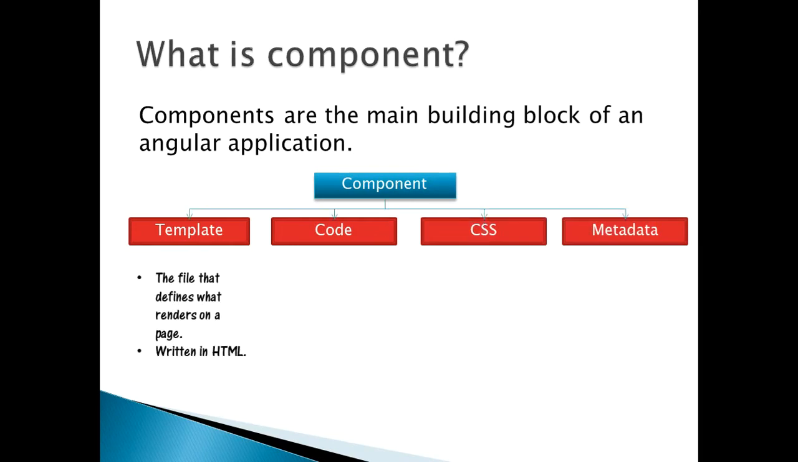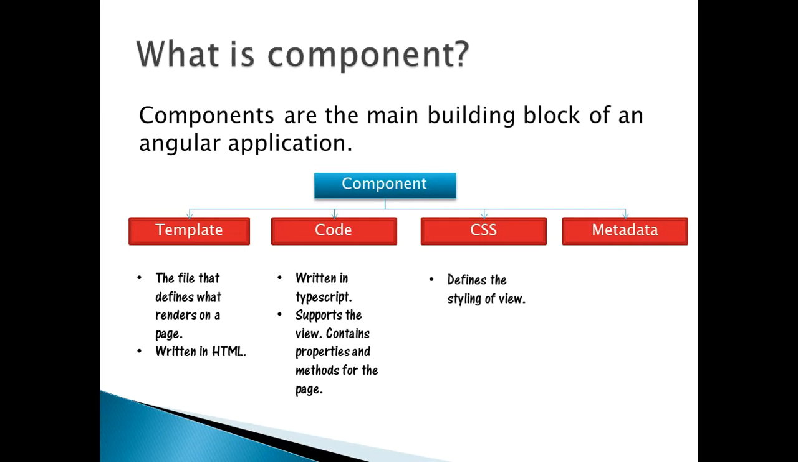The template is a file that defines what renders on your page, and it is written in HTML. What is code? It is the file that supports your view, containing the properties and methods of your page. You can say the processing behind your view is done by your code file, and it is written in the TypeScript language. CSS defines the styling of your view, and metadata provides the information that is required to process the component.